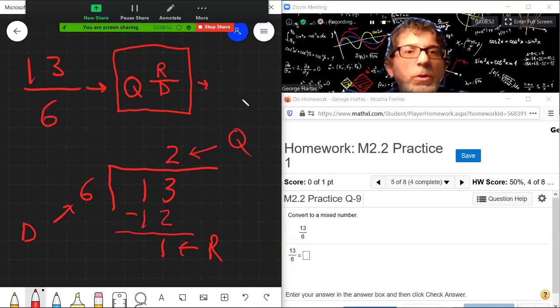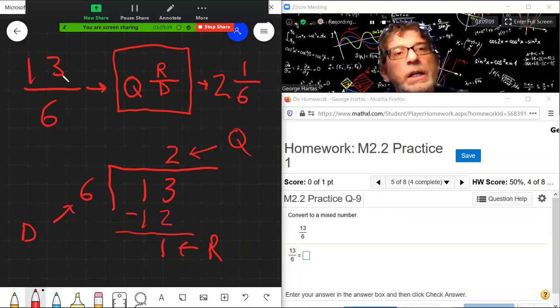All we got to do now is just plug in the numbers. Q is 2. R is 1. D is 6. We're done. There it is. So 13 over 6 improper fraction converts to 2 1/6 as a mixed number.